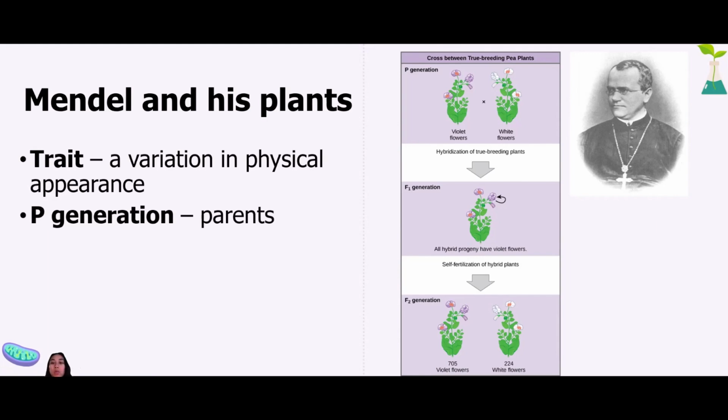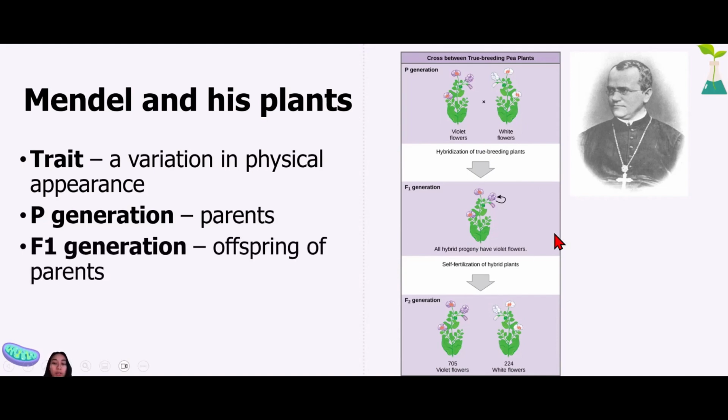And this was before the discovery of genes or alleles or anything, so he didn't really know what was happening. But what he would do was get two parent flowers. We call them the P generation. And he would breed them together by cross pollinating them. And he would then look at the characteristics or the traits of the F1 generation. F1 is your offspring, the first generation of offspring.